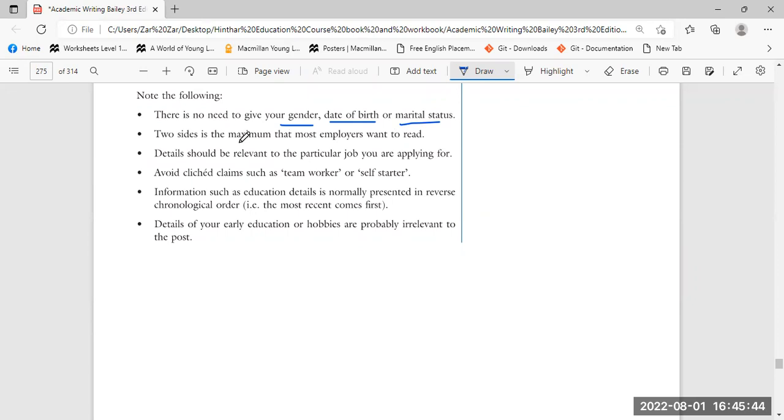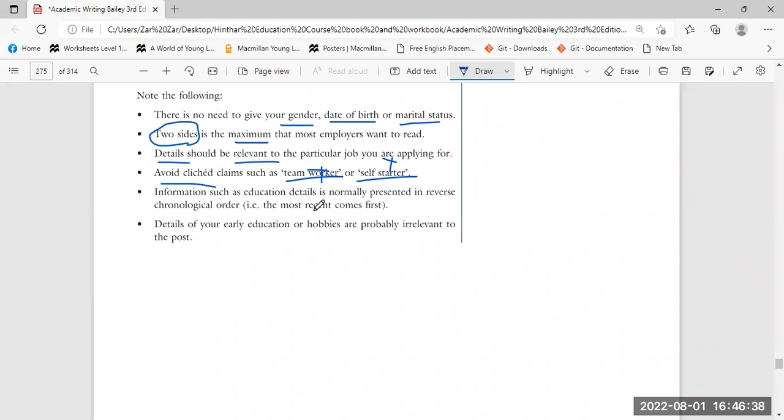And at most, your CV should be just 2 pages, not more than 2 pages. The details should be related to the particular job you are applying for. So job details should be relevant. If I'm applying for a teacher job, and I was talking about what I managed in my previous work as a software, how can I say, qualifier, it is not relevant, right? So we need to show the relevant experience for the job that you are applying for, and avoid cliche claims like team worker, self-starter. You shouldn't say these words.